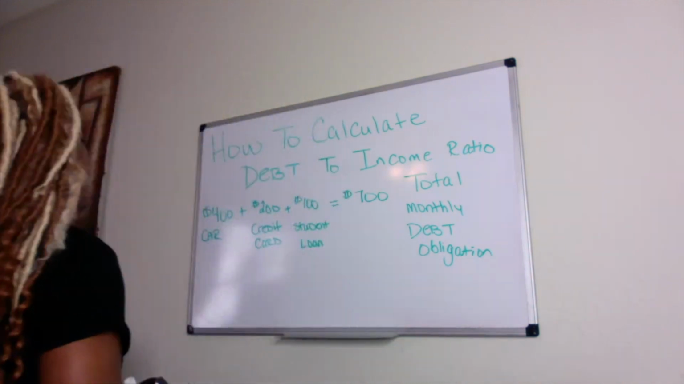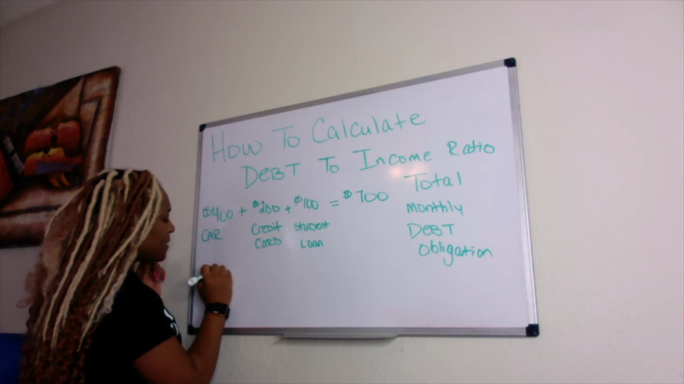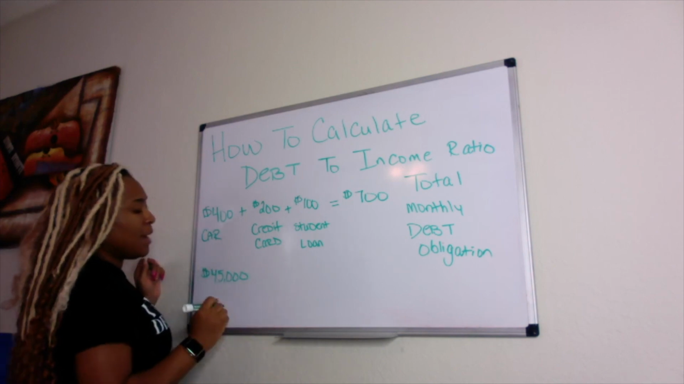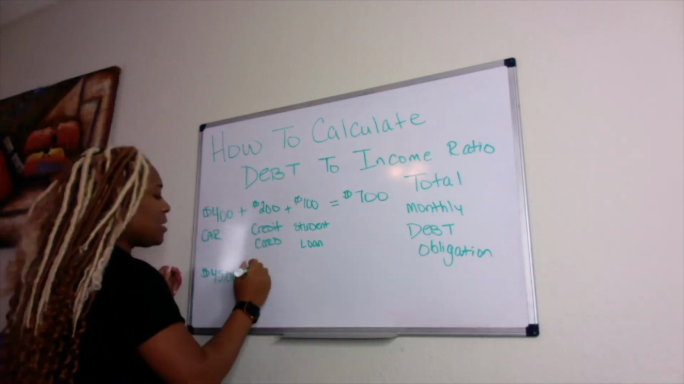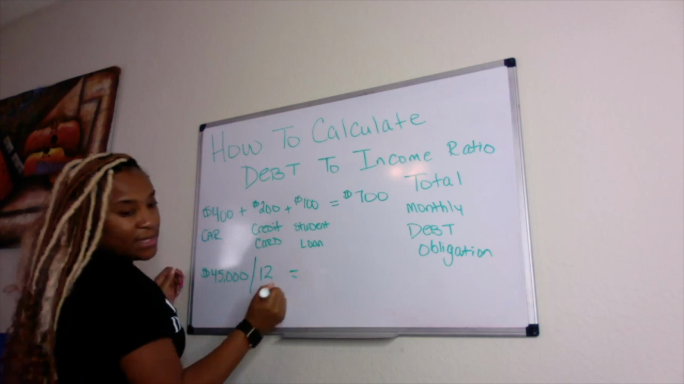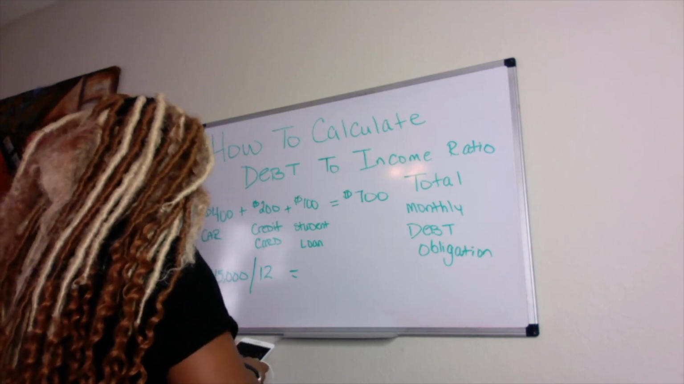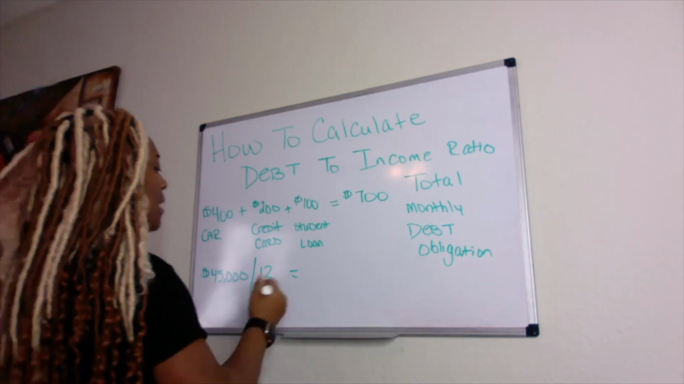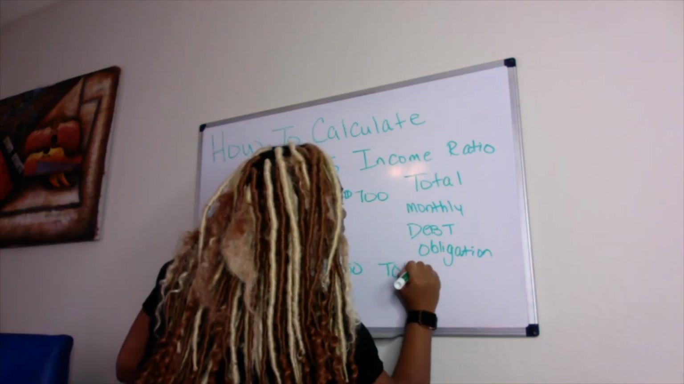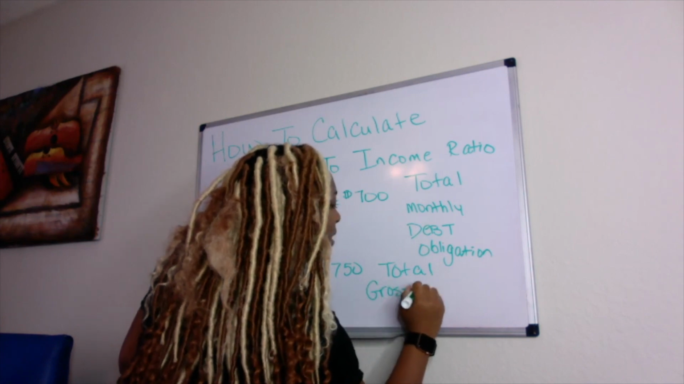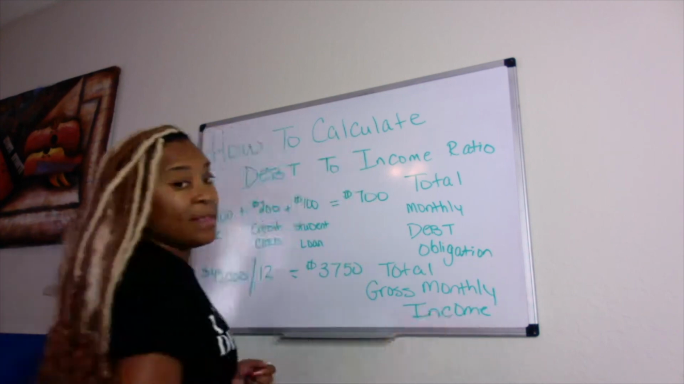Okay, so let's say that they make about, we'll say, $45,000 per year. Okay, but we need to get their gross monthly income. This is going to be the income before taxes come out. So we're going to divide this amount by 12. I don't like to do math, so let me get my calculator here. So 45,000 divided by 12 gives you $3,750 per month. This is their total gross monthly income.